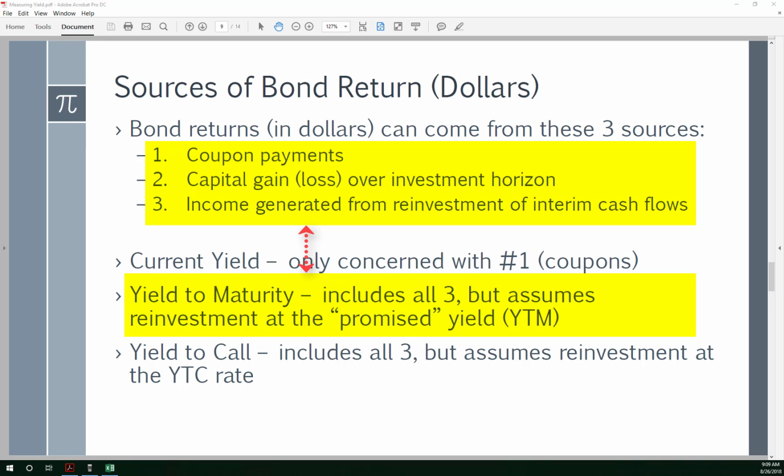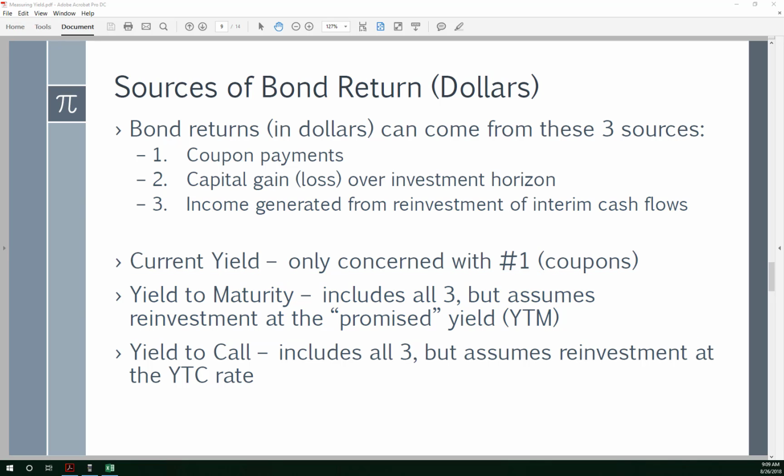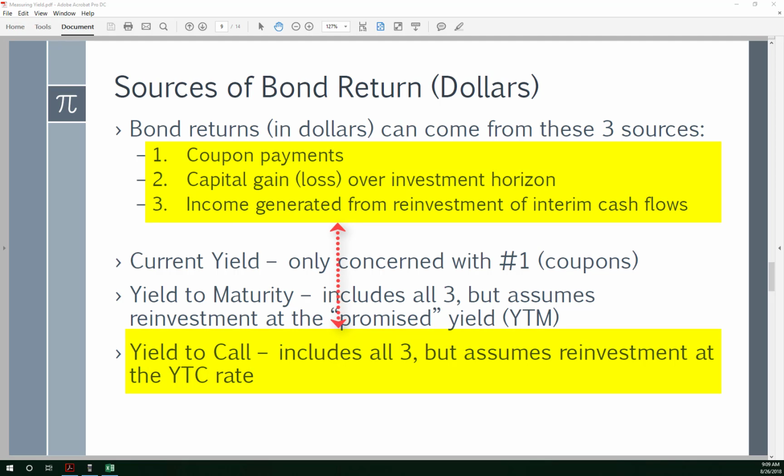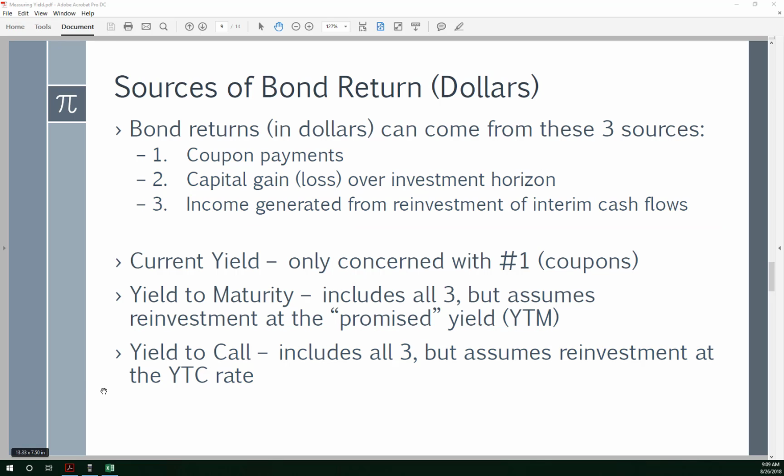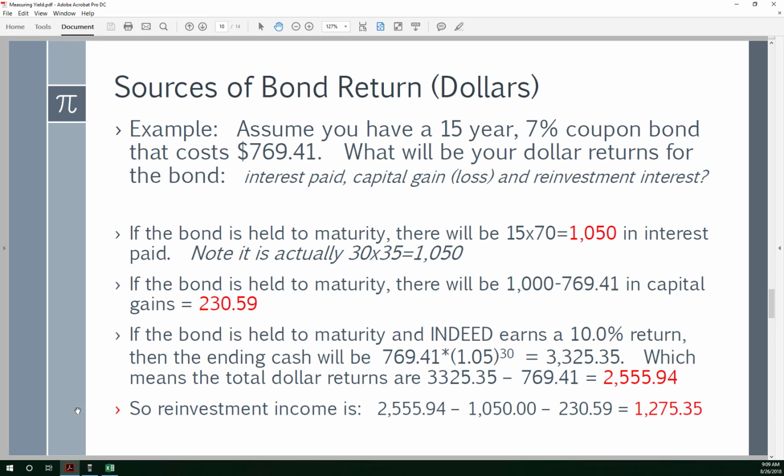Yield to maturity includes all three sources, but it assumes that the reinvestment of the income, so this third piece here, the reinvestment is at the promised yield, that rate, also known as the yield to maturity. And then likewise, the yield to call includes all three of these sources. But in this case, it assumes that the reinvestment rate is at the yield to call rate, that unique rate that we've already calculated. Let's move on here and look at some examples.